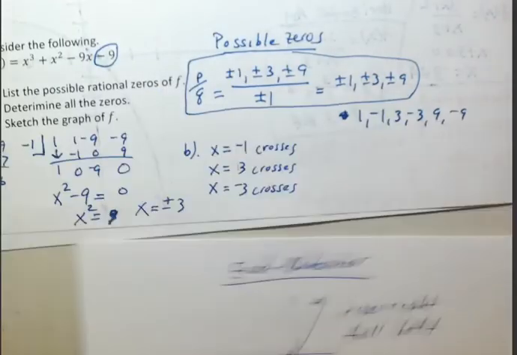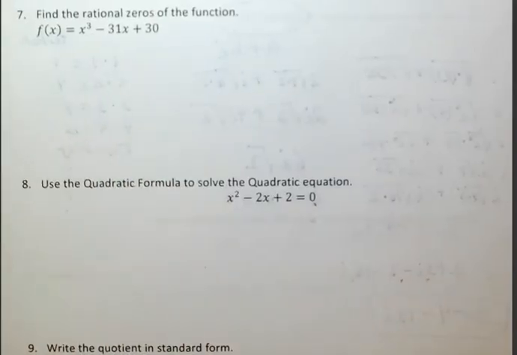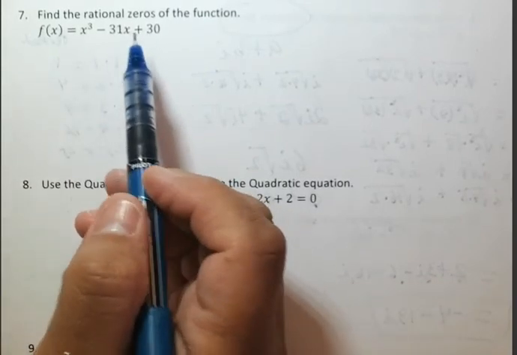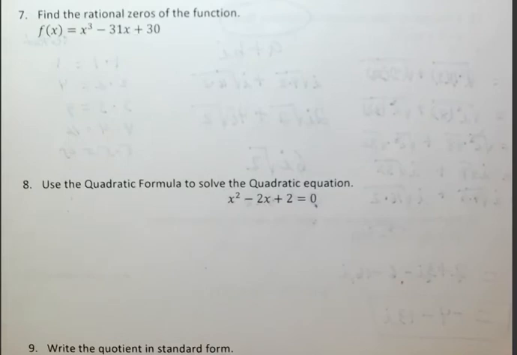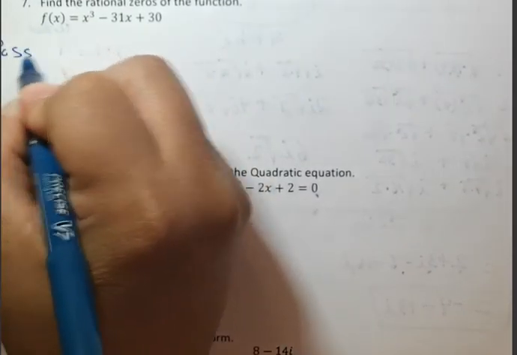Okay. So then you would graph it, plot additional points, the rational zeros. So you want to find all the zeros. This is hard to factor the way it is. So you want to use synthetic division. Okay. In order to use synthetic division, you want to find the possible zeros first.